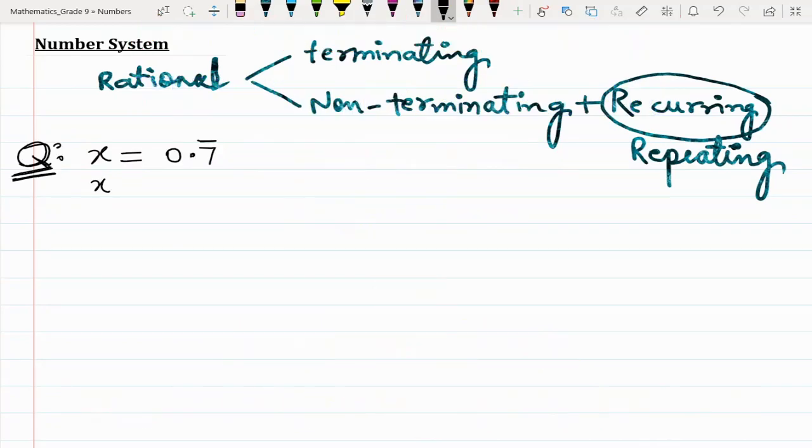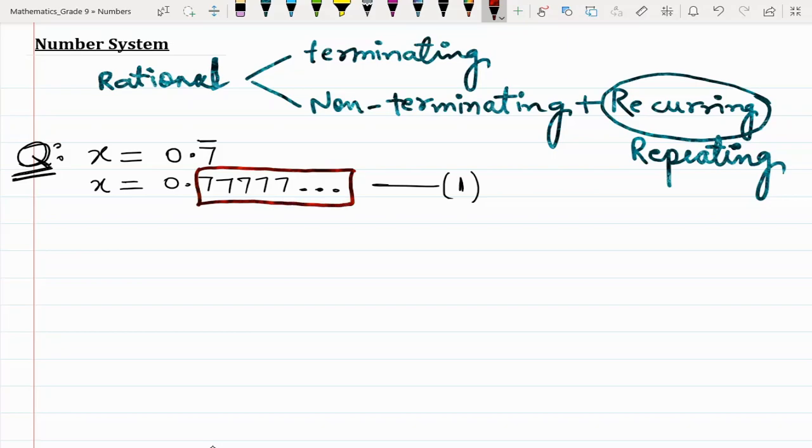So let's start with the first example, that is x equals 0.7 bar. So this will be equal to 0.7777 and so on. Let us put it as equation number 1. Now to write this number in the form P by Q, the easiest way is to just make your recurring part the same after the decimal. Remember this thing, make your recurring part the same after the decimal. Basically we are going to vanish this infinite part which is in the recurring form, like here in equation 1, you can see it's 777 and so on.